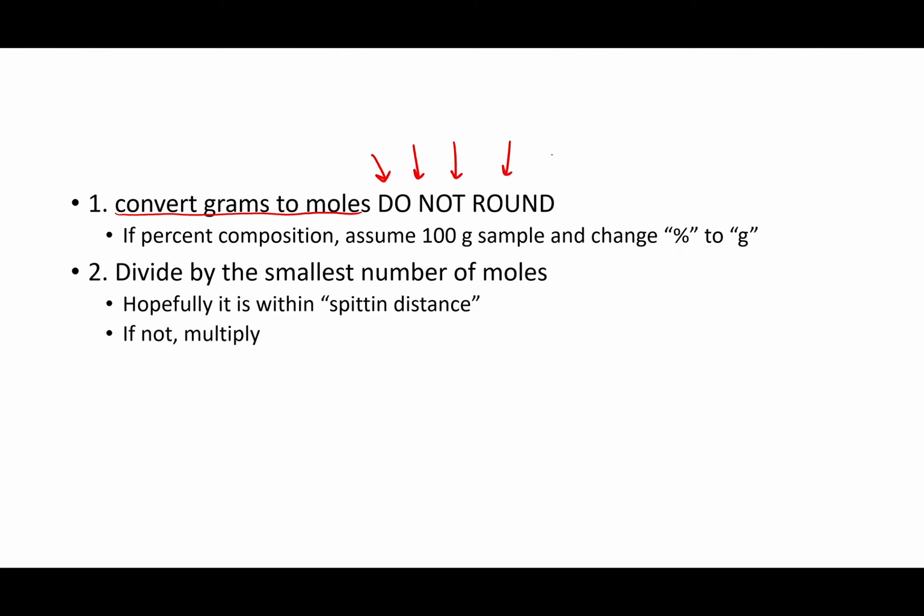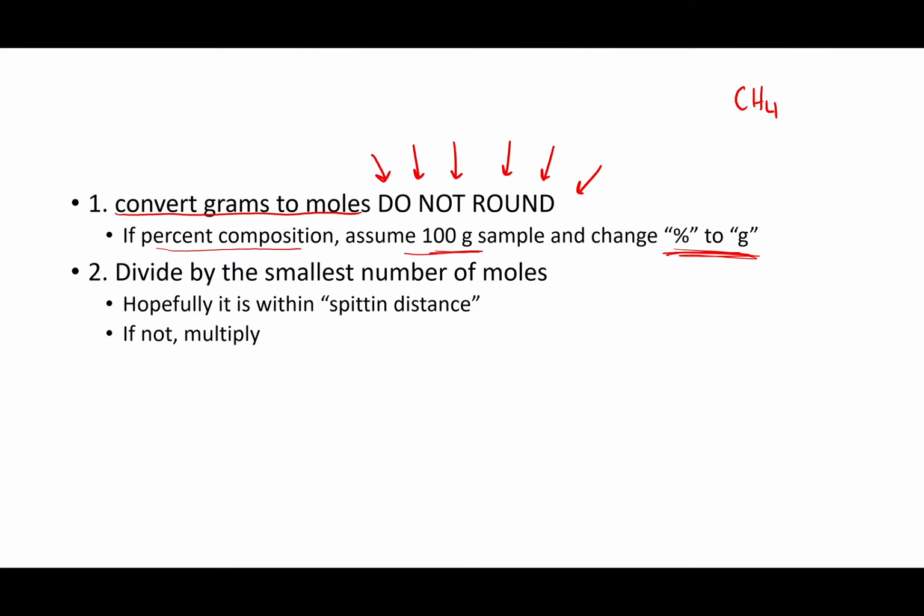Up until this point, you've heard us preach sig figs, sig figs, sig figs, and sig figs don't matter here. The entire point of this math is to arrive at a chemical formula like this, CH4. Okay, so we do not need sig figs here. If you happen to be given percent composition data, assume that you have 100 grams of your sample, and you can just directly change your percent sign to grams.